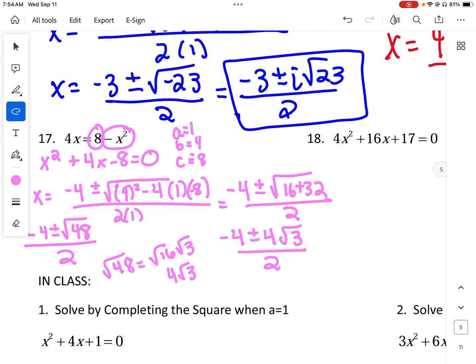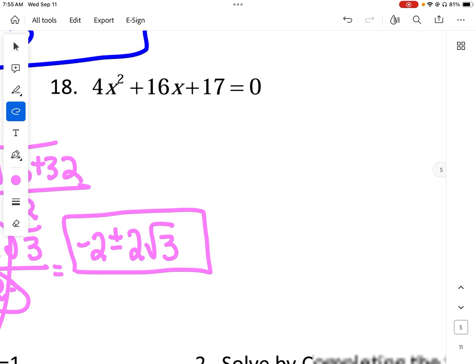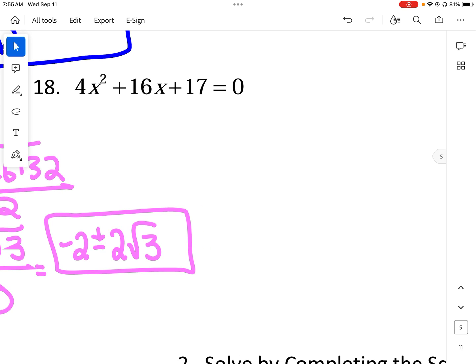And then we are going to simplify everything by 2. So that it's negative 4 by 2, 2 by 2, and then 4 by 2. So what we're doing is basically we're factoring out that 2 by dividing. So this would be negative 2 plus or minus 2 square root of 3. Because basically I do like this and divide by 2, I do like this, divide by 2, and that's how I get there. Okay, let's go to our last problem on our notes.